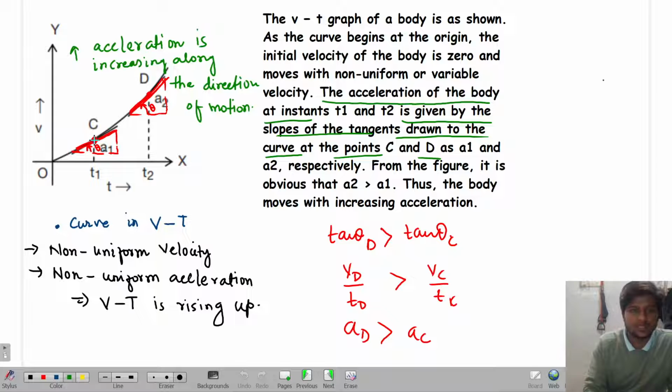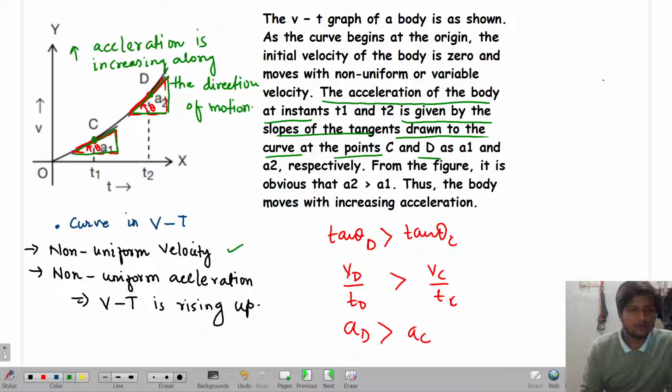Why? Because if we calculate the slope at these 2 points, what we observe is that the right angle triangle made by this slope has one important property. The angle over here is much greater. Angle at point D is much greater than angle at point C, and that is also acute. So first important thing, this slope will be positive since theta is acute. So tan theta D will be much greater than tan theta C, and that's why acceleration at point D will be much more than acceleration at point C.